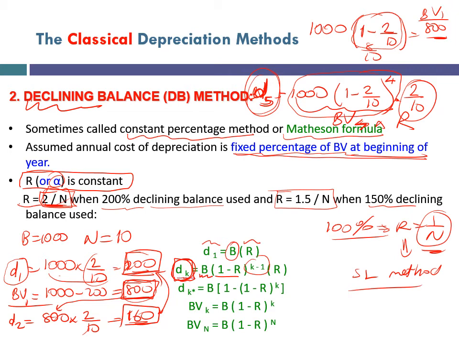And the cumulative depreciation amount until year K can be found by adding all the depreciations until that year. You add up all these values, and after some algebraic operations you get this. If you want to find the cumulative depreciation in year 5, simply it is B times 1 minus (1 minus R) to the power 5. That's it. And this is the formula for the book value at the end of year n.